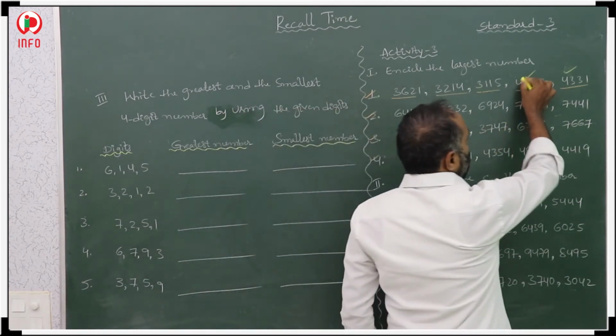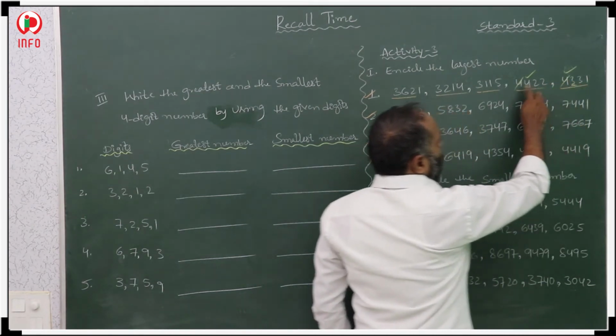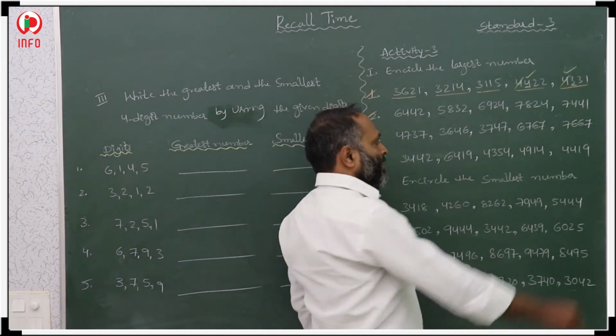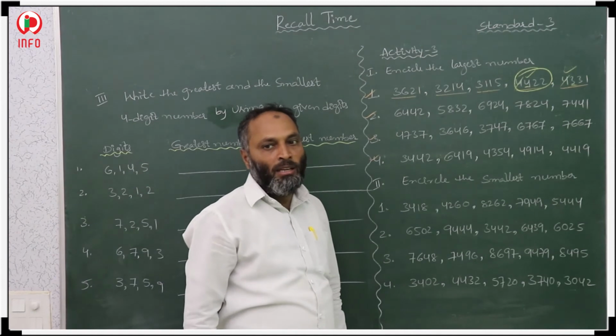In these two numbers, these 4s are equal. Now here 4 is there and here 3 is there. In 4 and 3, 4 is larger. So this one is the largest number.